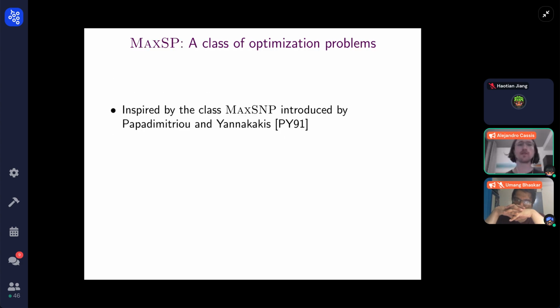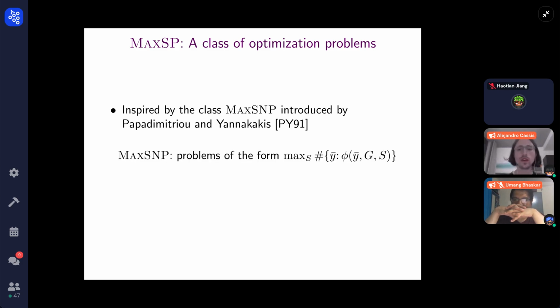So the class of problems that we consider, we call it Max SP, and it's inspired by the class Max SNP, which was introduced in classical work by Papadimitriou and Yannakakis already 30 years ago. Recall that this class consists of problems which are defined by formulas of the following form, where we maximize over a relational structure and we count the number of tuples of variables y which satisfy some given formula phi, where here G, you can think of it as the input structure.